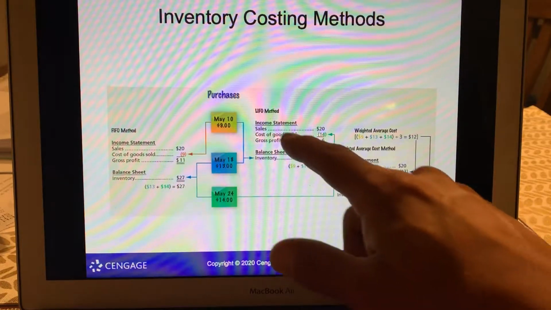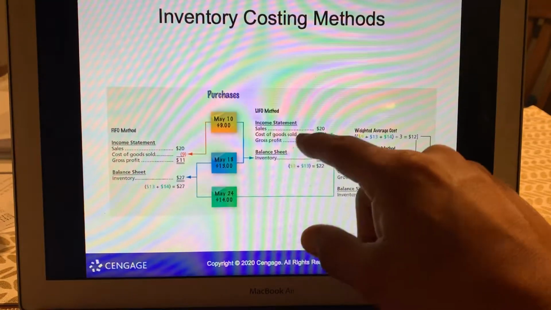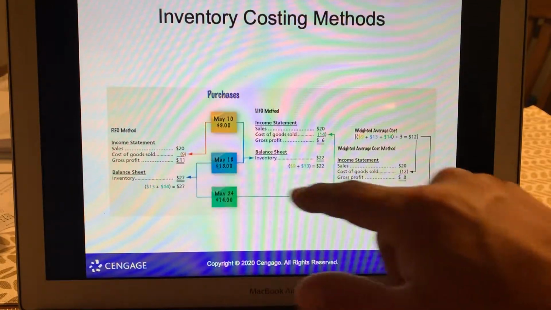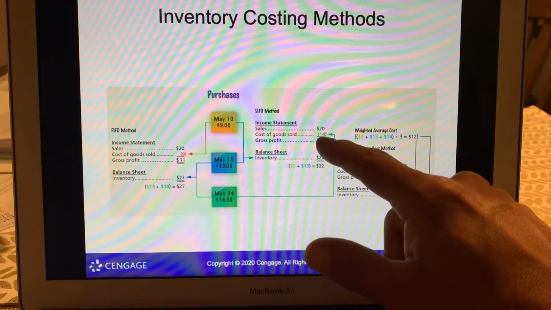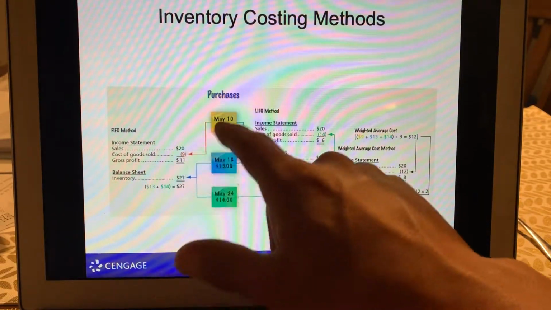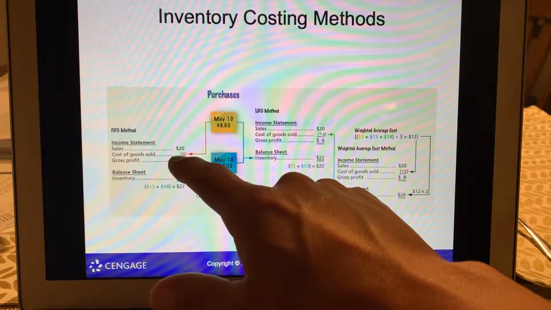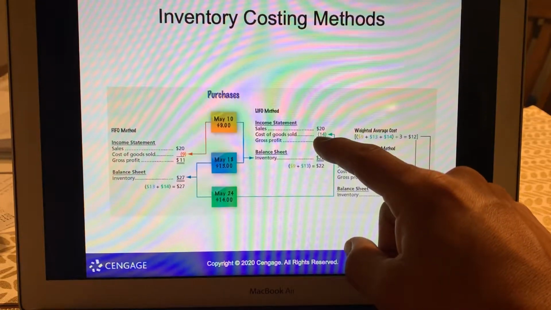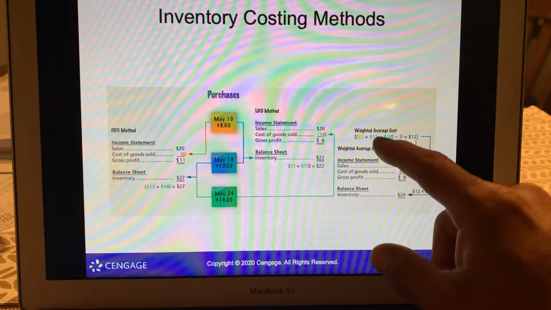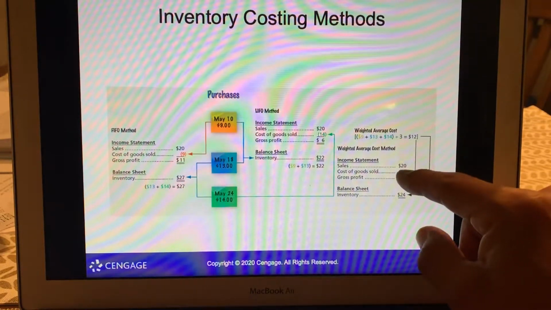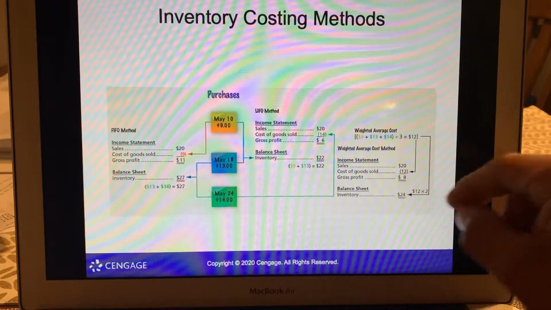So here's the LIFO method. 20 minus 14. Notice the difference. That's 14. That's 9. So the most recent one was $14. The first purchase was $9. So that one's FIFO, first in, first out. Last in, so you take the cost of goods for the last one that came in. And then for the weighted average, 9 plus 13 plus 24 divided by 3 is 12, so we put 12 as our cost of goods. So just keep that in mind.